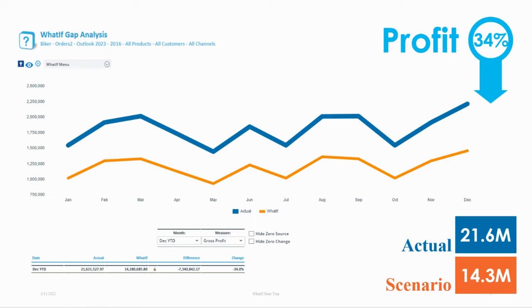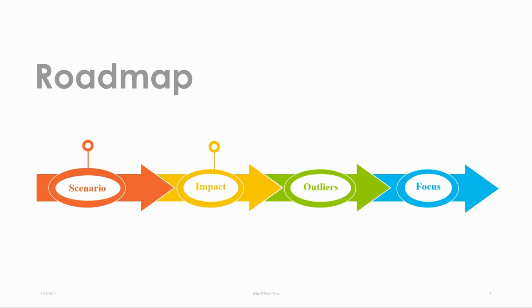The net effect is a whopping 34% reduction in gross profit. Actuals would be 21.6 million, while a scenario would only produce 14.3 million. That's a 7.3 million reduction. We'd have a third less profit for next year. Let's dig a little deeper into the profit shrinkage.